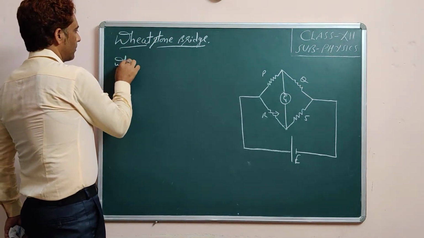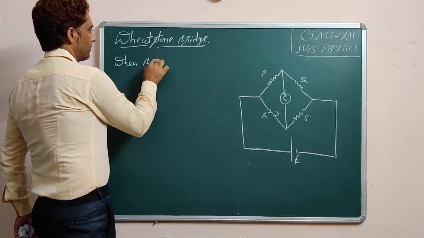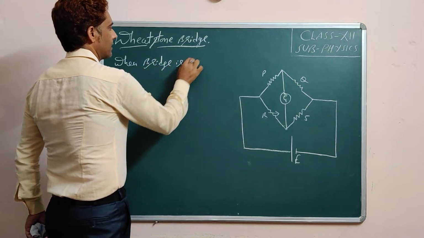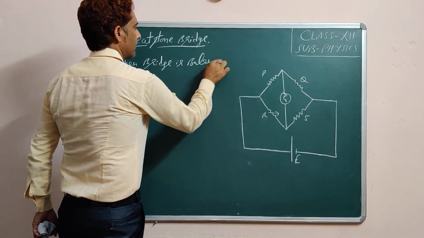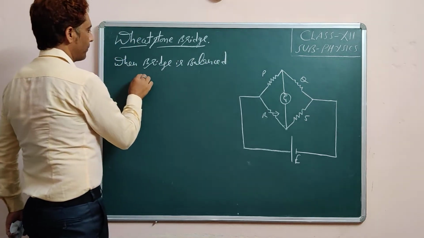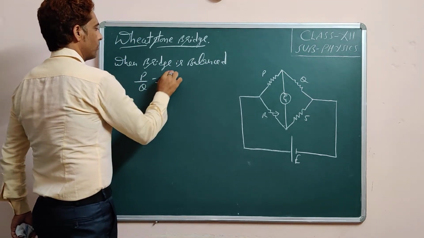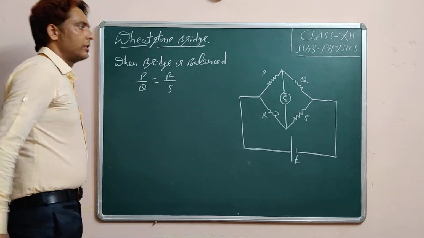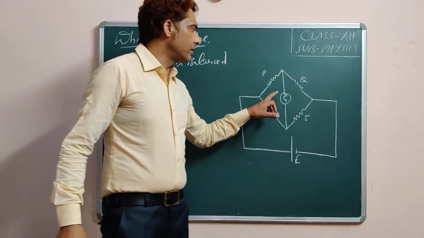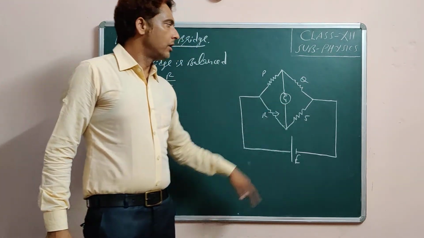when the bridge is balanced, in that case P over Q is equal to R over S. This bridge is said to be balanced when this galvanometer shows no deflection.